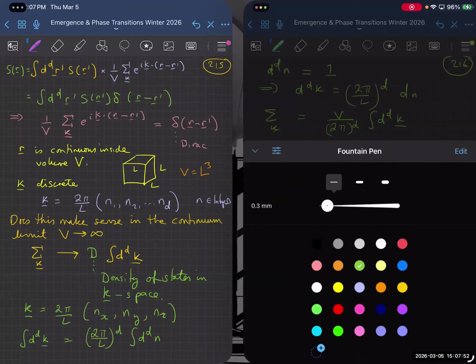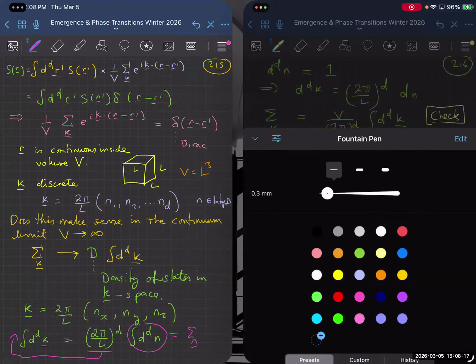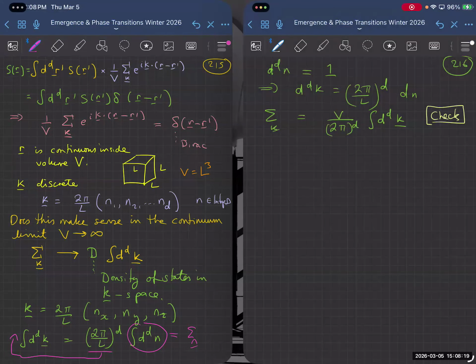If you have seen that for the first time, then you should definitely check this. All we've done is turn the sum over n into an integral. So this term just goes over to here, and we say that this thing is basically equal to the sum over the k states. Okay, so that's the density of states in k space.